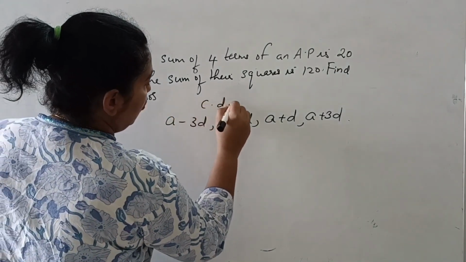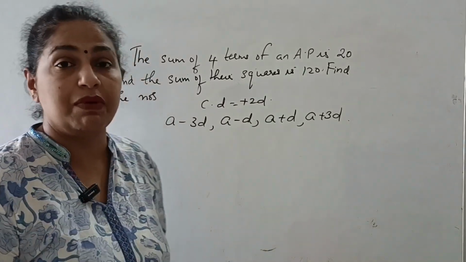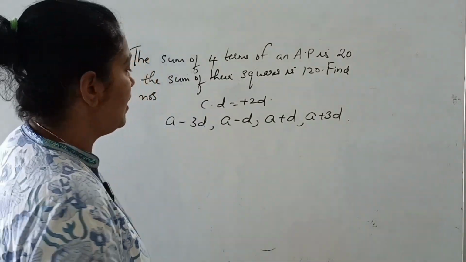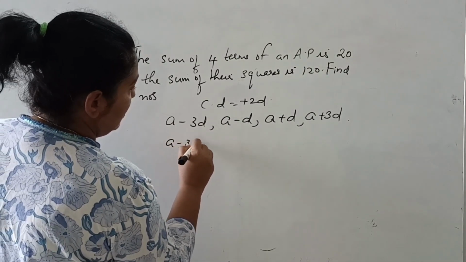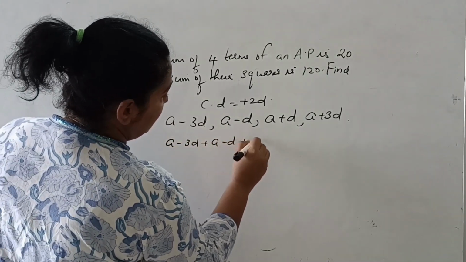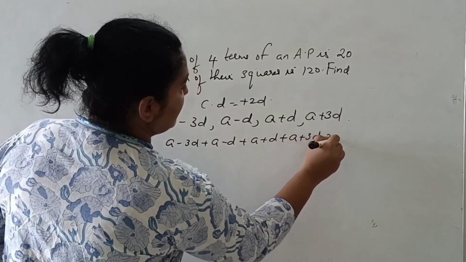So I can say that the common difference is a plus 2D. Instead of a plus D, you have a plus 2D. Now this is the first term. So sum of the 4 terms means A minus 3D plus A minus D plus A plus D plus A plus 3D is 20.